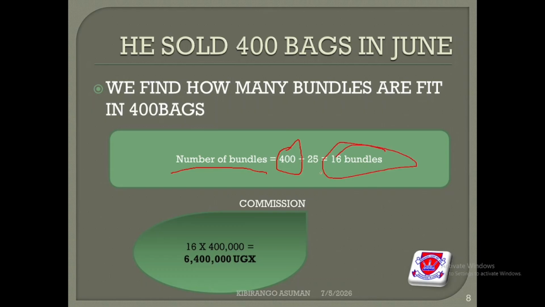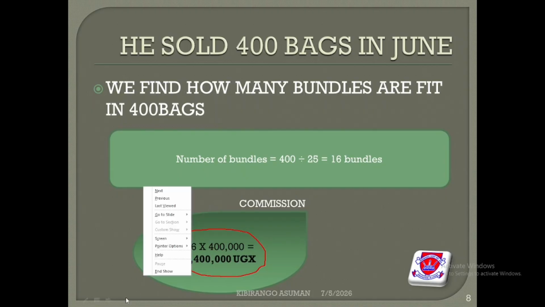So after getting the number of bundles, we know that each bundle they give him 400,000 Uganda shillings. So we multiply 16 times 400,000, and we get 6,400,000 Ugandan shillings. But this does not answer the question. We have just got the commission. So the commission is that he gets 6,400,000 Ugandan shillings.